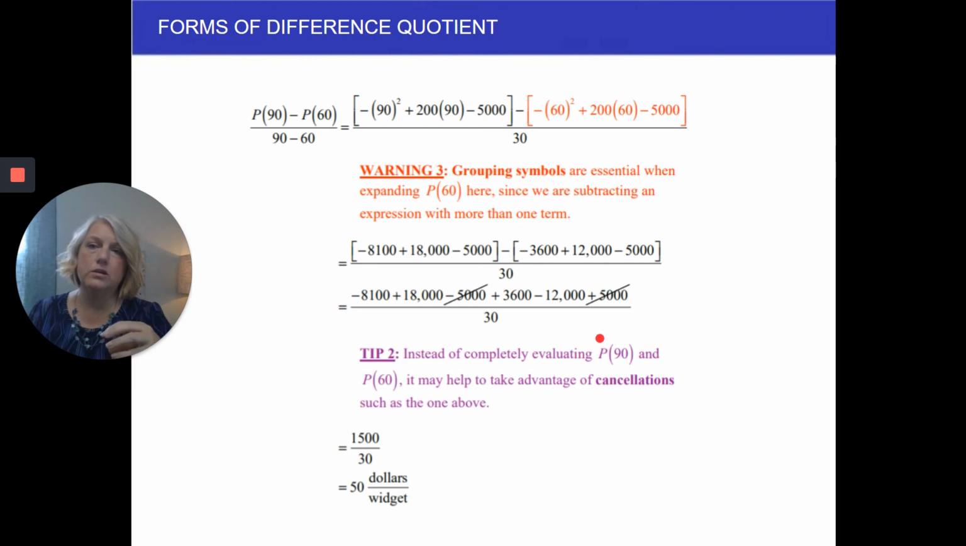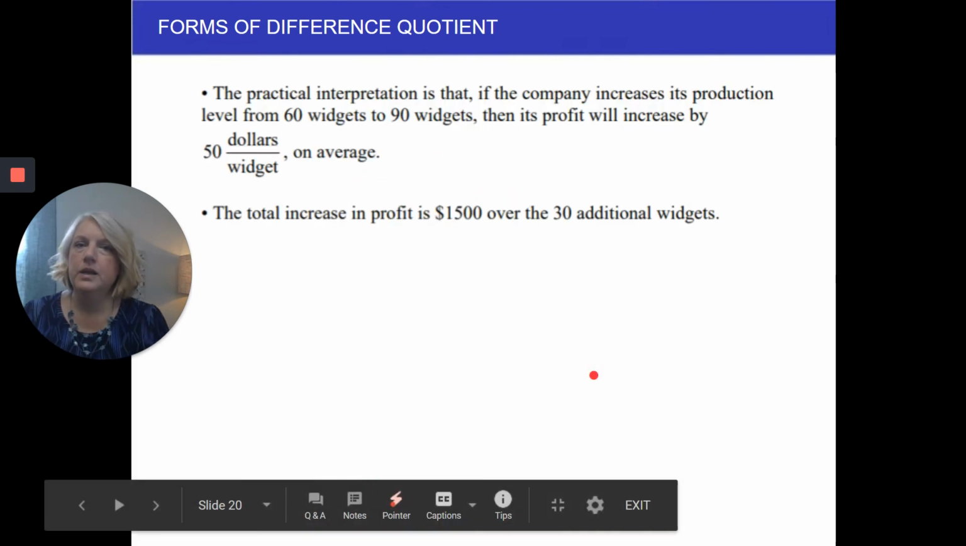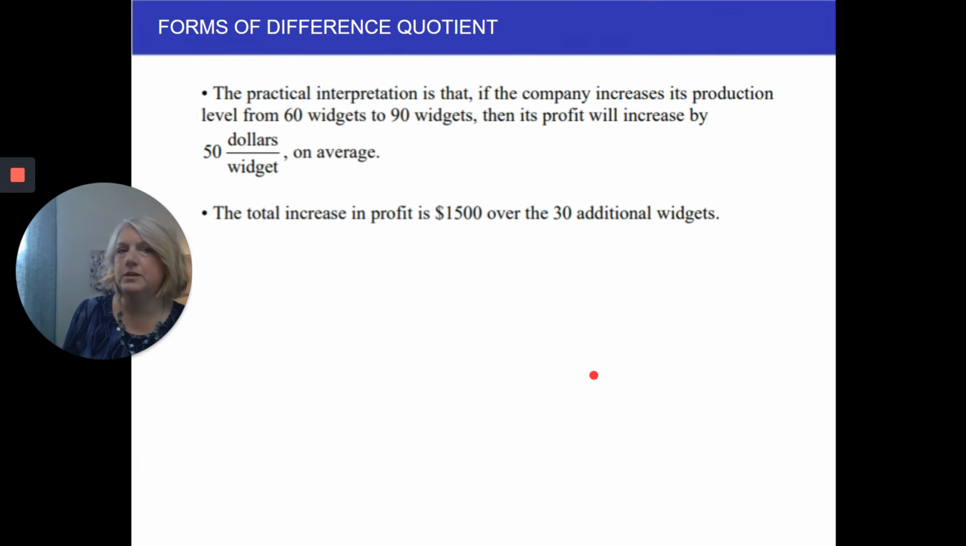And then our units on this, remember our units are the change in the output, the profit, dollars, over the change in number of widgets. So it's dollars per widget when we're taking a look at that. Now, practical interpretation: we're basically saying that on average, and I'm going to stress that, on average, if you increase your production level, your profit will increase by $50 per widget.